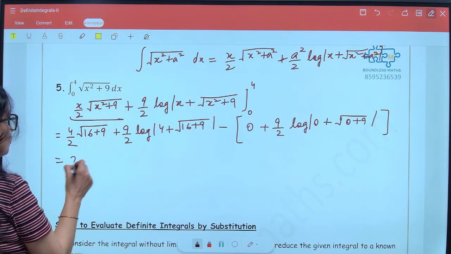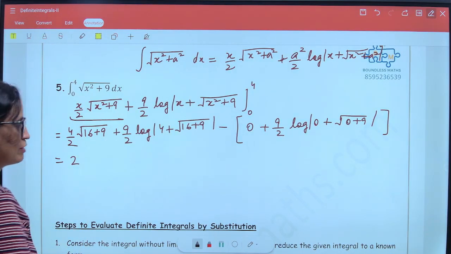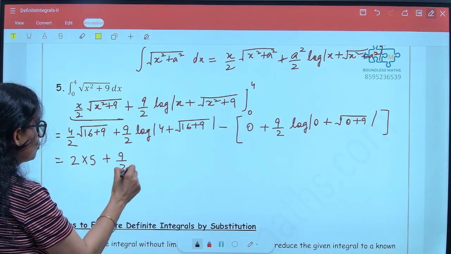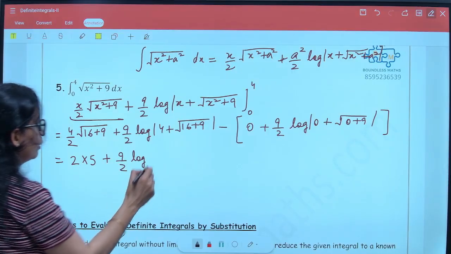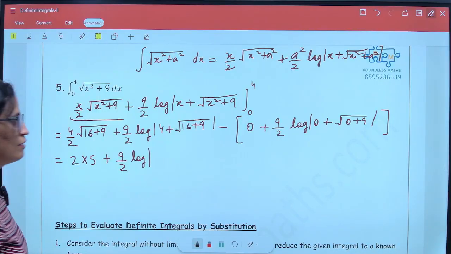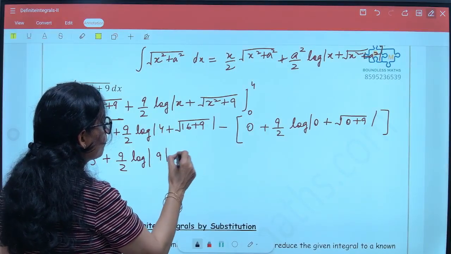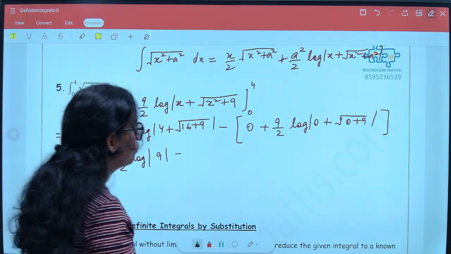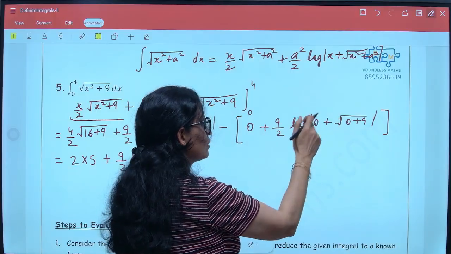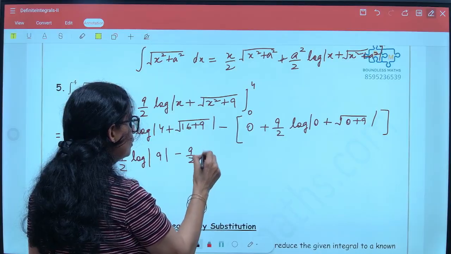4 by 2 is only 2, 16 plus 9 is 25, and square root of 25 is 5, so 2 into 5 plus 9 by 2 log of 4 plus 16 plus 9 is 25, square root of 25 is 5, so 4 plus 5 becomes log 9, minus. What do we have? Do we have anything left? 0 plus 9, square root of 9 is 3. 0 plus 3, log 3. So we have minus 9 by 2 log 3 from here, right?